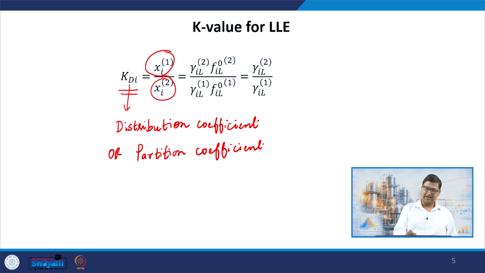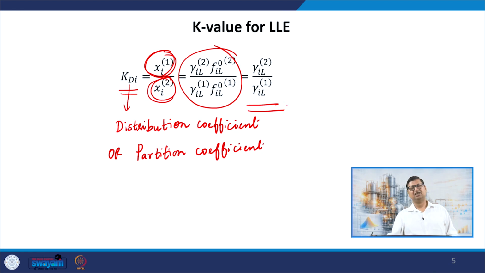And again, I can express this xi1 by xi2 in terms of the activity coefficients, and we can essentially derive the corresponding relation. And if we are interested, we can also define it in terms of partial fugacity coefficients. But for the liquid, the activity coefficient makes more sense, so we will use this more often.